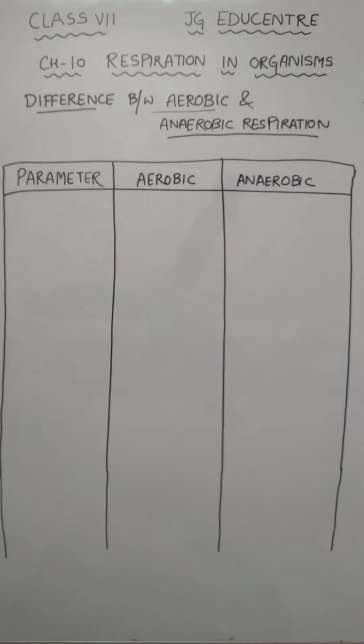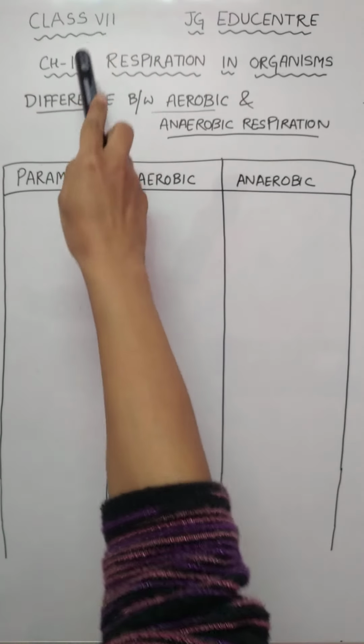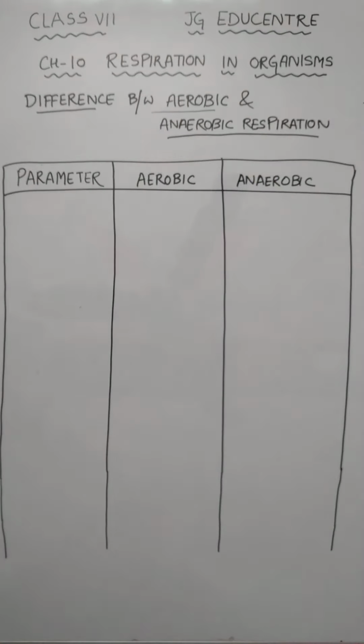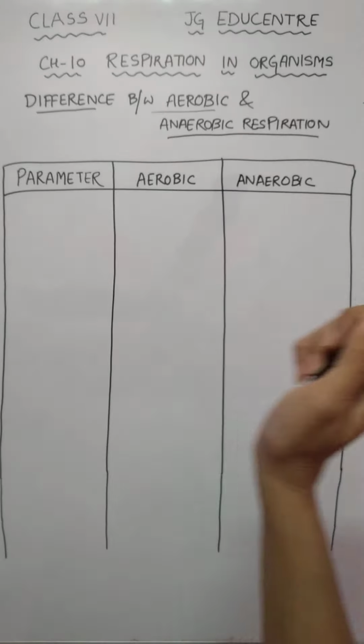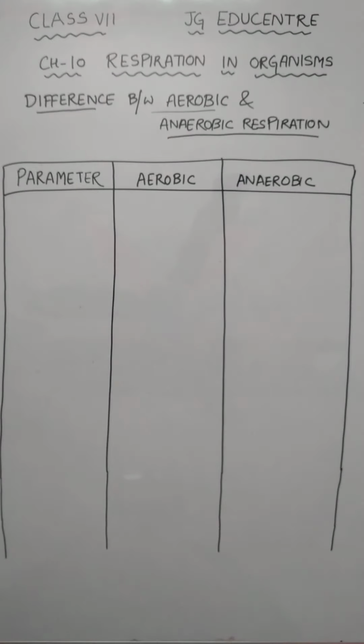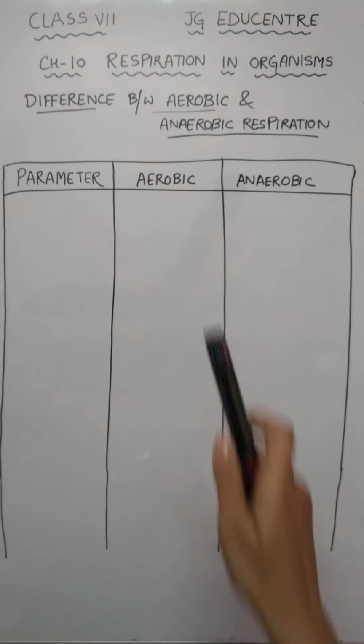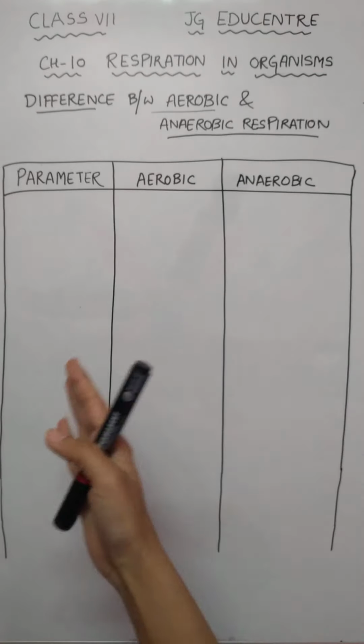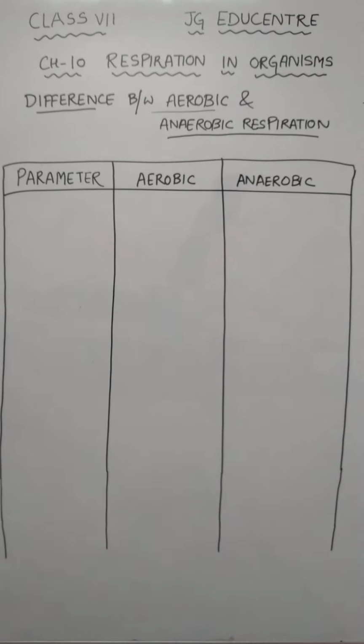Today we are going to continue with class 7 chapter 10, respiration in organisms. In the last video lecture we talked about the two types of respiration, namely aerobic respiration and anaerobic respiration. In this video lecture we are going to talk about the differences between these two types of respiration. We are going to do the differences in a tabular manner. So here is the table for the same. Let us discuss the differences now.